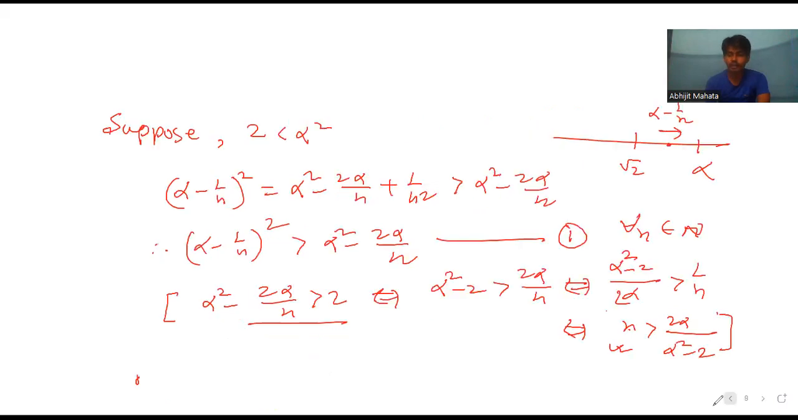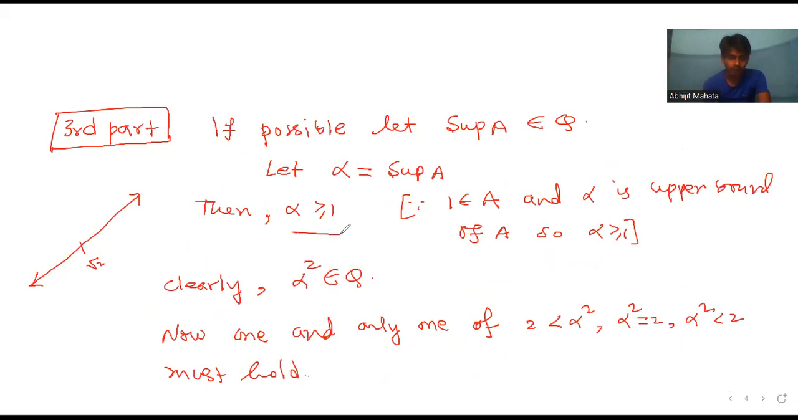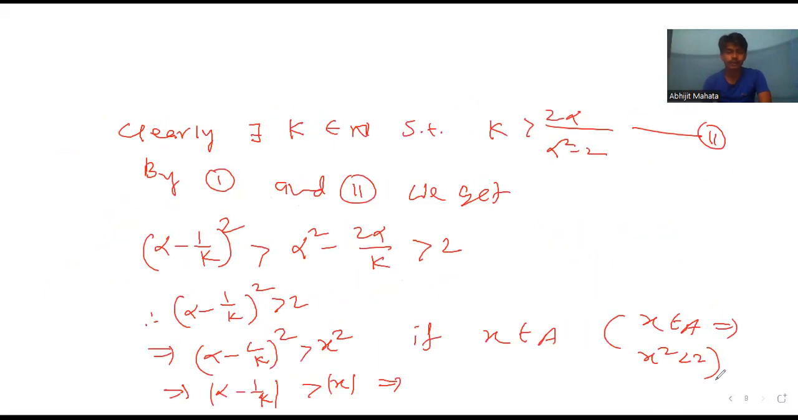Why? Because I'm starting with what I wrote here, that alpha is a number which is greater than or equal to 1. Then alpha is greater than or equal to 1, and k is a natural number, so 1 by k is a number less than 1. So the difference is positive, and you can remove the absolute value symbol. So alpha minus 1 by k is greater than x. This is true for all x belonging to A.